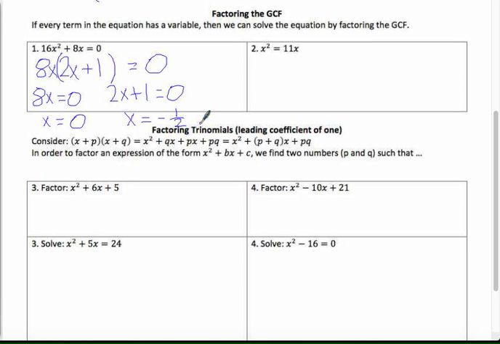Now notice, if we're solving by factoring, we need to have the equation equal to 0 first. So that means we have to rearrange terms so that one side is 0. So here I want to get 11x on the left side. So it's x squared minus 11x equals 0.